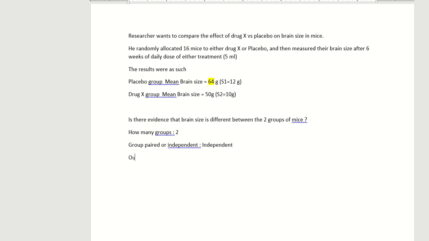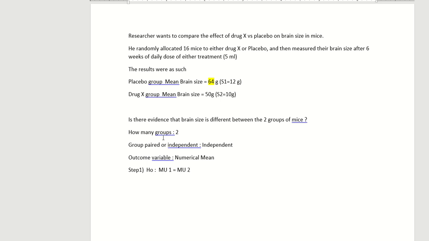And the last question is about the outcome variable. Is it categorical or numerical? Meaning, are you interested in means or in percentages? Looking at what we measured, we're interested in numerical, we're interested in means. Once you answer these 3 questions, it becomes evident that the null hypothesis you're going to test is of the following nature: mu of group 1 is equal to mu of group 2.